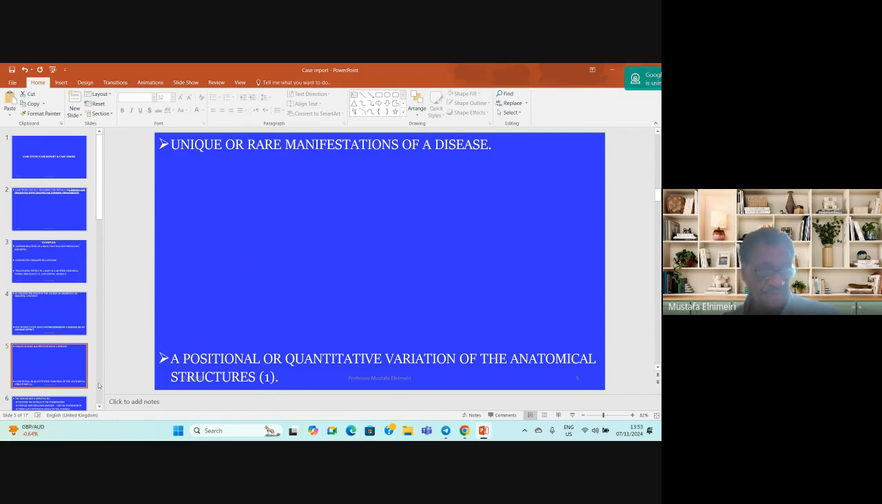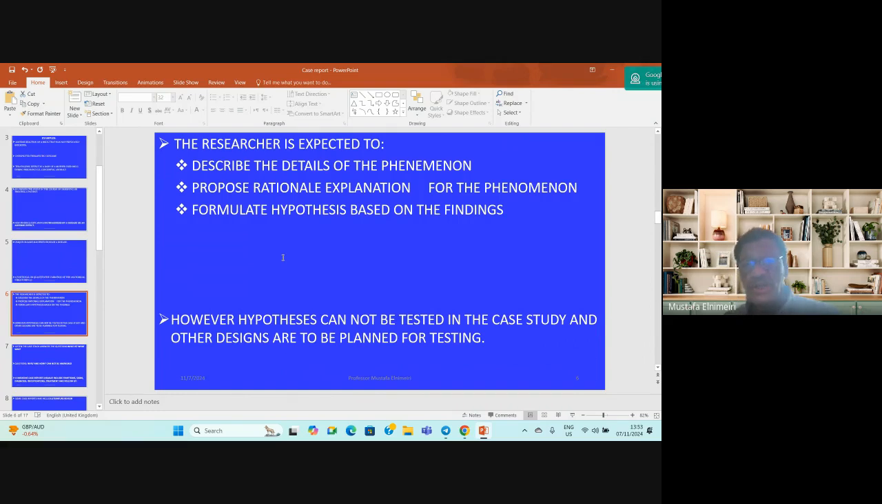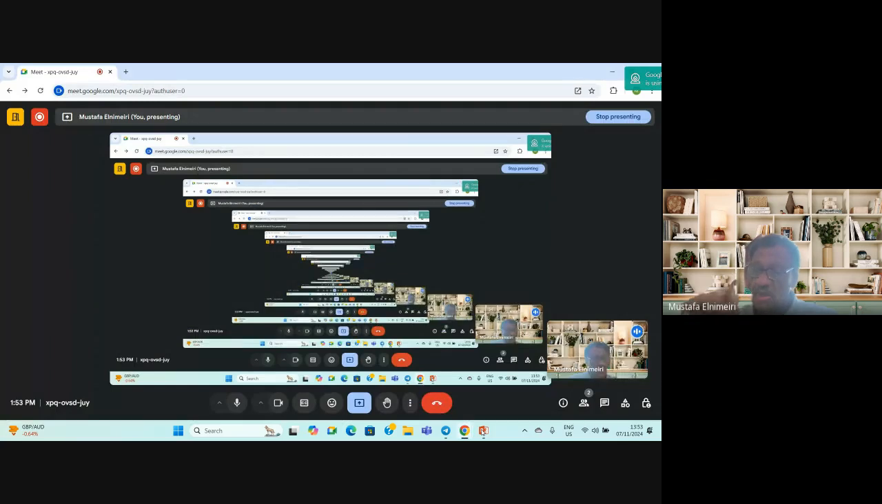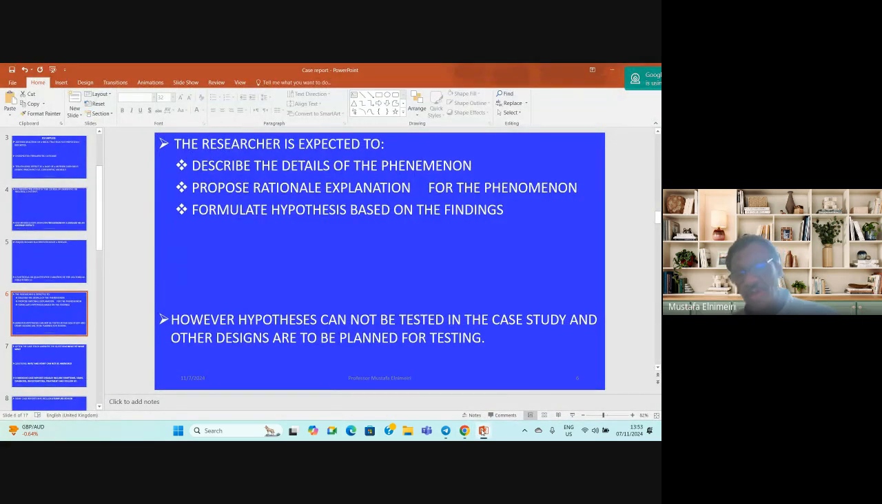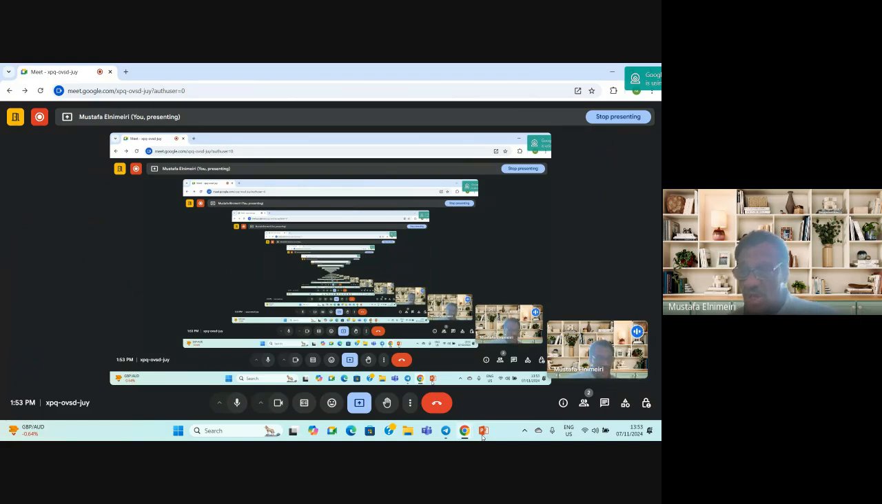In addition, the researcher is expected to describe the details of the phenomena. You have to give full details. For example, if you are talking about a clinical case, you have to give the whole story. You talk about the presentation, the symptoms, the signs, the investigations, whatever you come upon for that case, and then you have to propose at least a rational explanation for the phenomena. You have to have some sort of logical reasoning for what has happened, and maybe you can formulate a hypothesis to explain the phenomena.